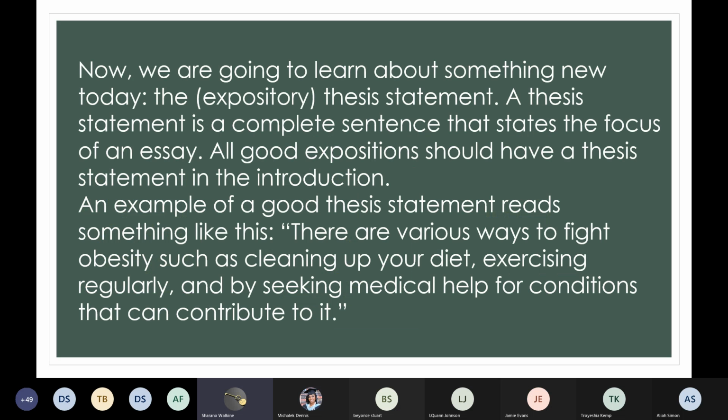So these are some of the notes here. A thesis statement is a complete sentence. Notice that it is a complete sentence that states the focus of an essay. All good exposition should have a thesis statement in the introduction. You should not be writing an expository essay without a thesis statement. That's right.